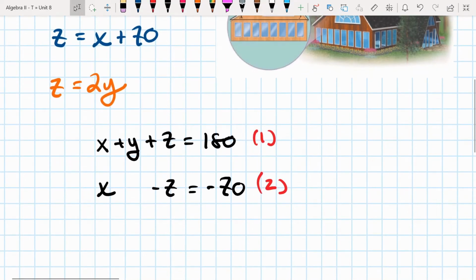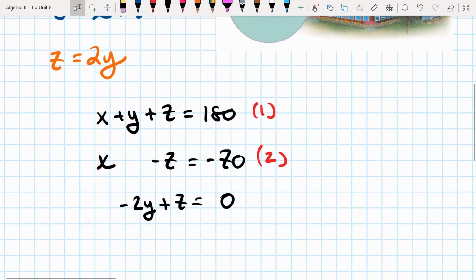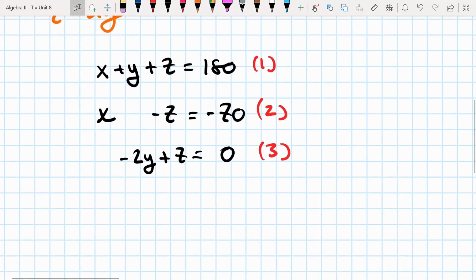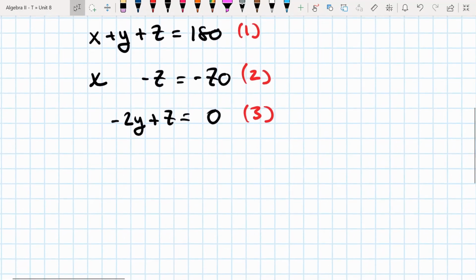And then equation 3, let's move the 2y over. So we have, well, the x part's blank, minus 2y plus z is equal to 0. This is our third equation in standard form. Okay, so now we have a system of equations written in standard form.